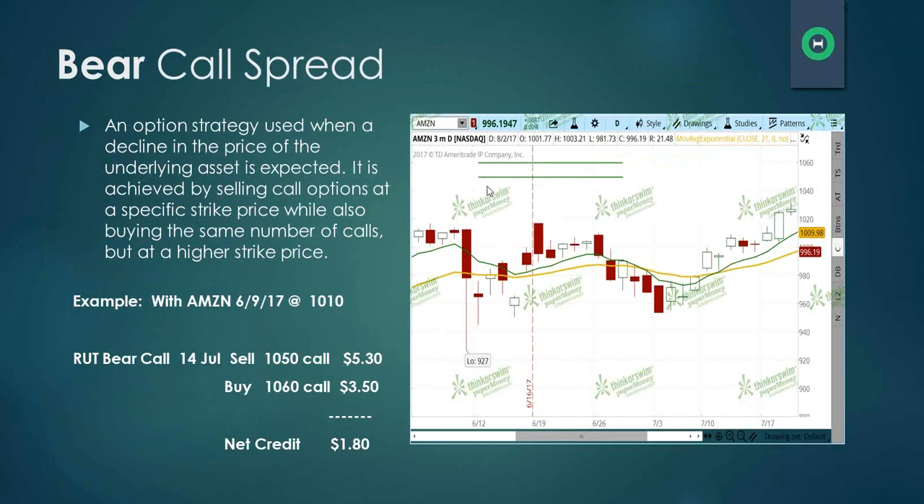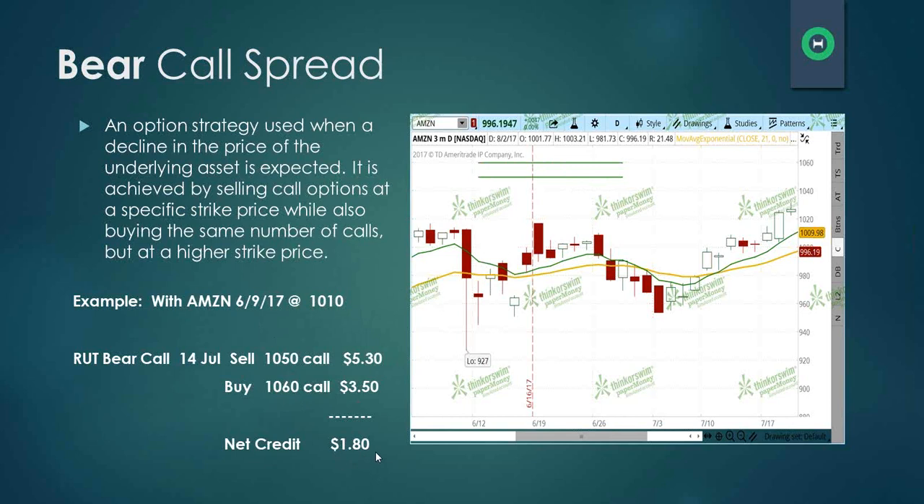Okay, notice in this particular example, this is an Amazon example, where the price was down around here. What we did is we came up here and we're selling the call and then buying one further out for protection. The price of Amazon was 1010, and that was right about here. Okay. So what we did is we sold the 1050 and bought the 1060. And for that we got a net credit of $1.80.